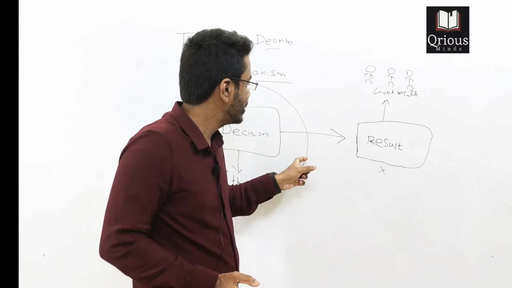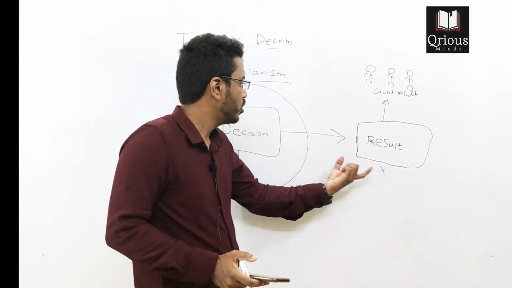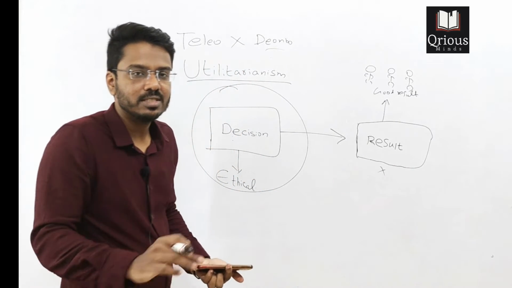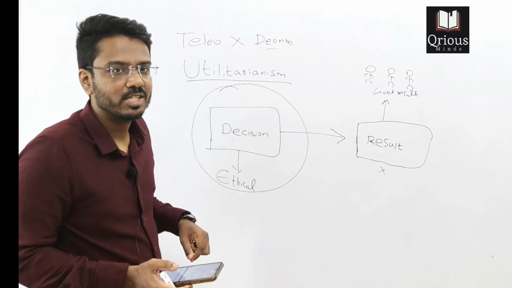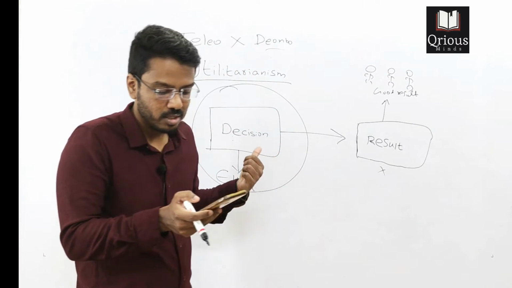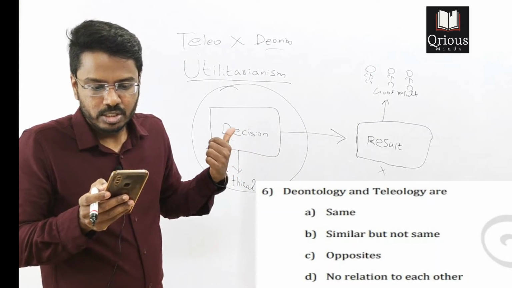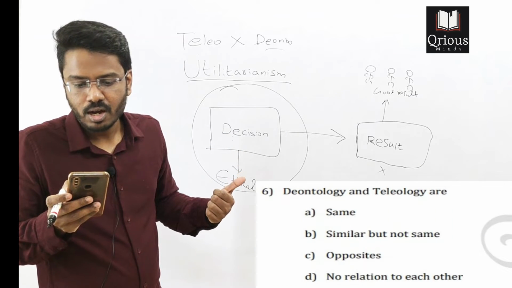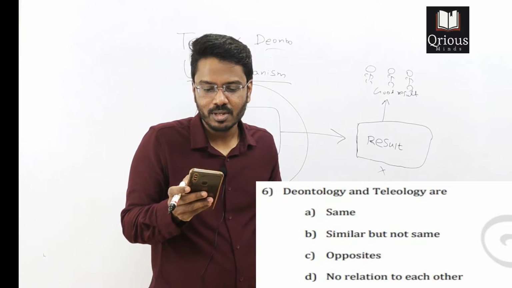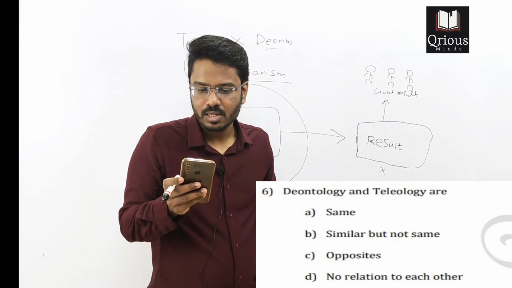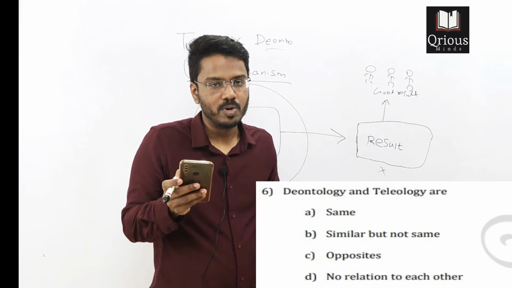So teleology has its connection towards the result of the decision, and deontology doesn't consider the end result. It only considers the action itself, action or decision itself. So deontology and teleology are not same, not similar, because they are the opposite. The right answer to this question is option number C, opposites.